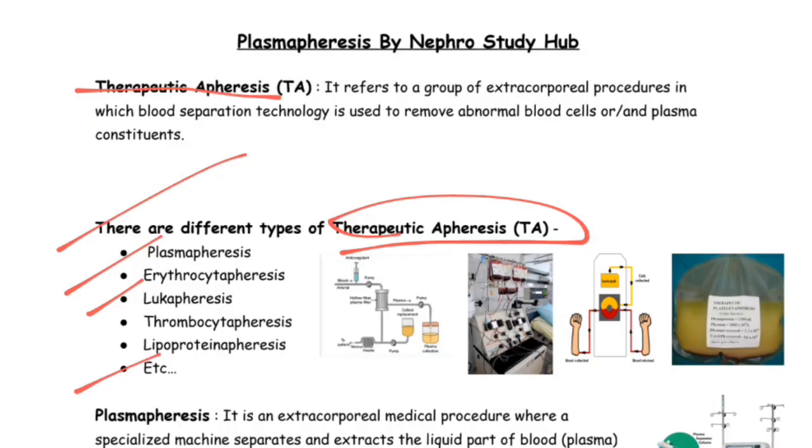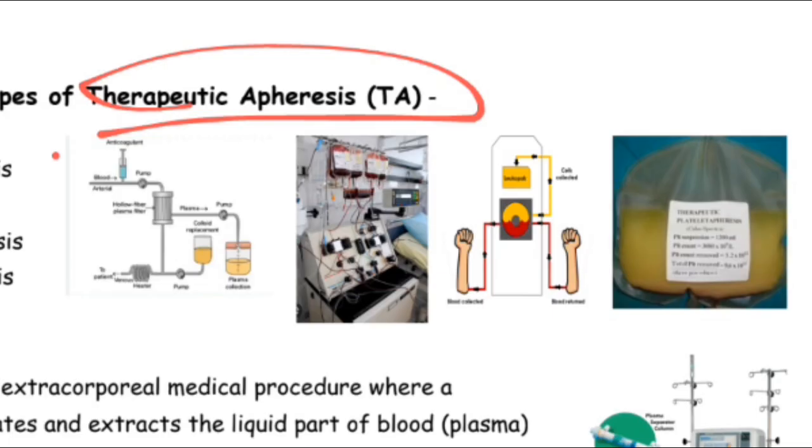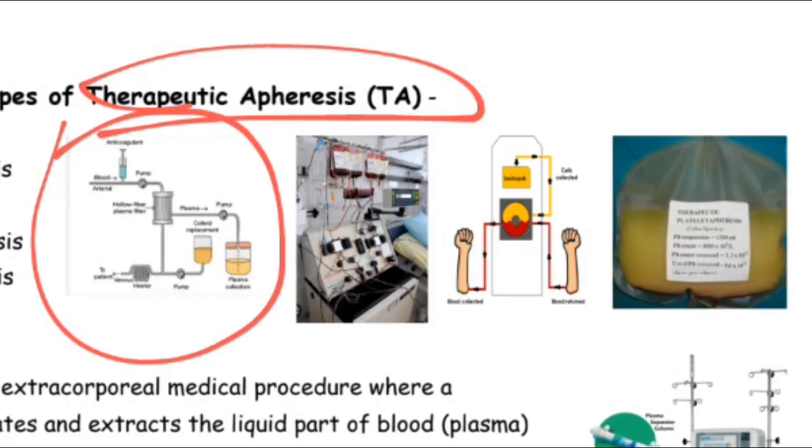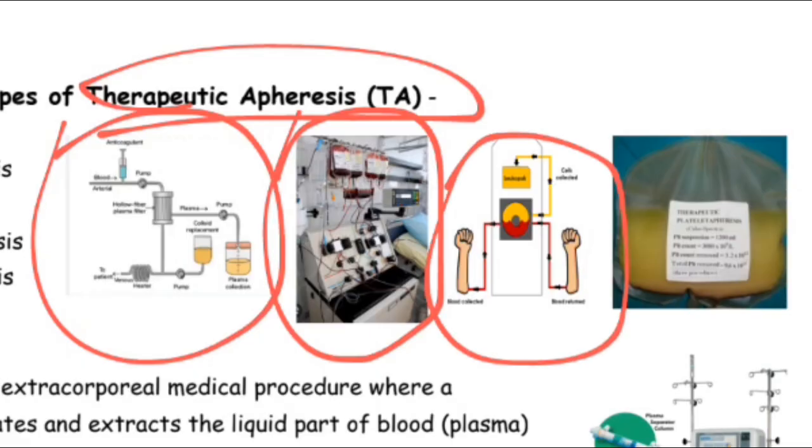So today we are going to learn about a few types of therapeutic apheresis. The first one is plasmapheresis. Second one is erythrocytopheresis. So what is this? It is a treatment where RBCs are separated. The third one is leukapheresis. This is the process where white blood cells are separated.